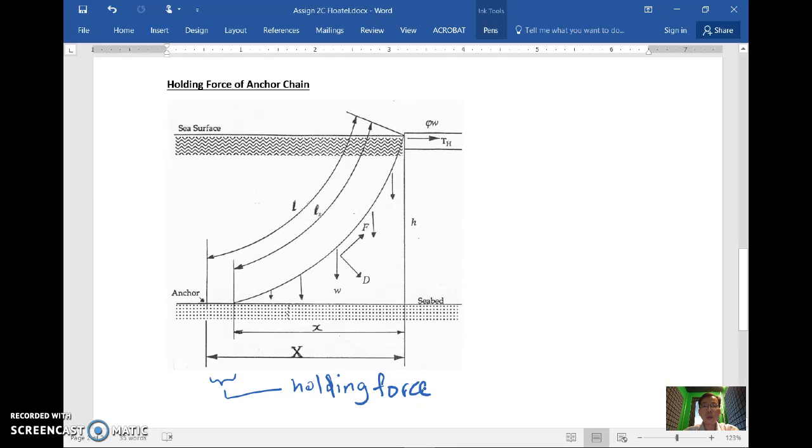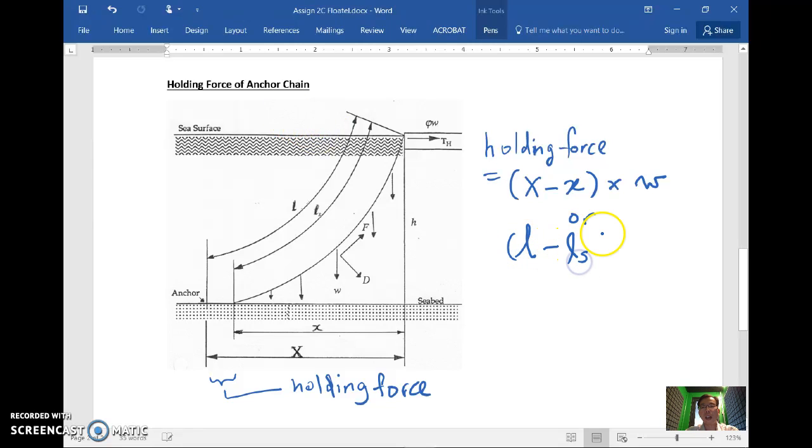And this is worked out as a simple expression. So we have a holding force which is equal to the big X minus the small x. This gives us the distance of the chain on the seabed multiplied by the unit weight of the chain, and this gives us the holding force. Alternatively, it can be worked out as the total length of chain minus the length of chain that is exposed to the seawater, multiplied by the unit weight of the chain. So we're going to make use of either of these expressions to work out the holding force in part G.